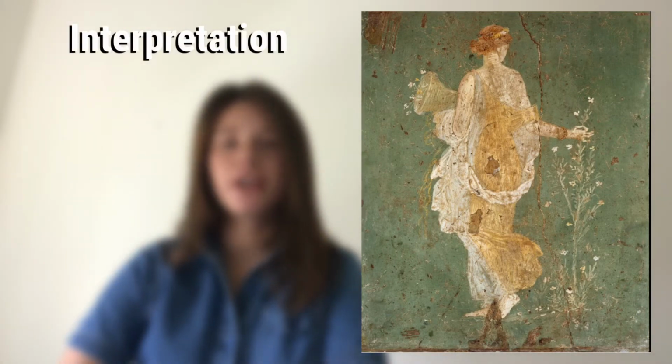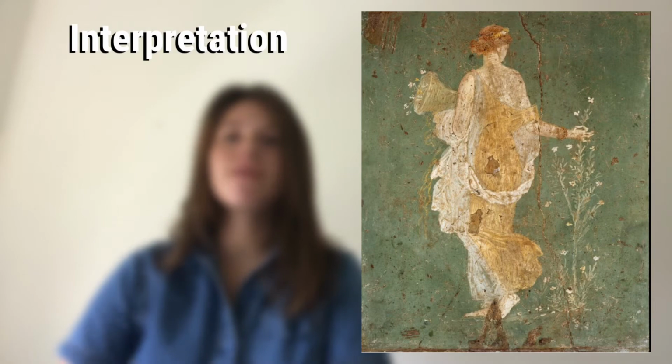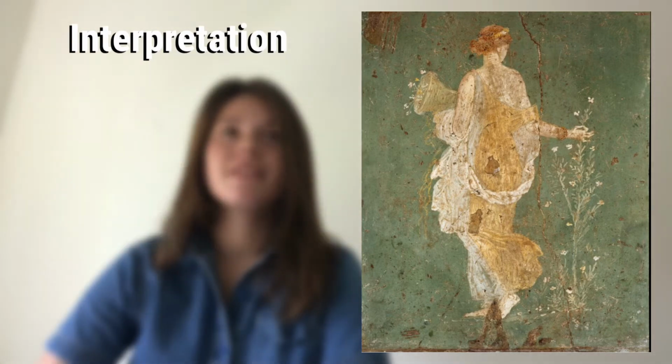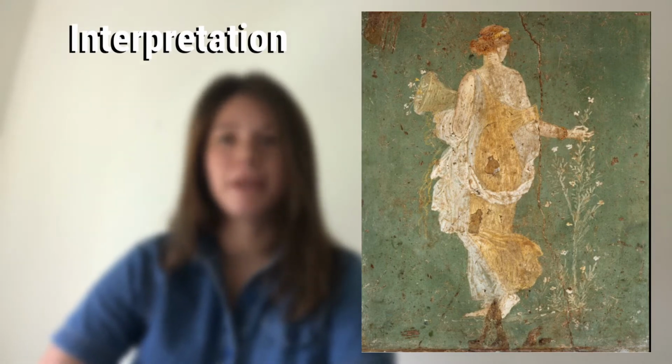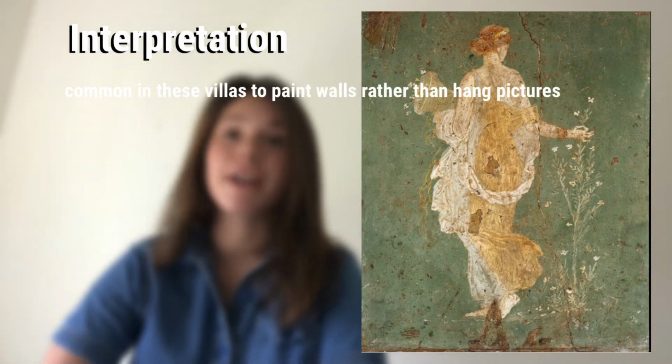Now, the third aspect of the Feldman Method is interpretation. As I mentioned earlier, Maiden Gathering Flowers is a fresco, and this was very common amongst the villas in the towns in the Hellenistic periods. Instead of hanging pictures, they would paint murals and create frescoes.